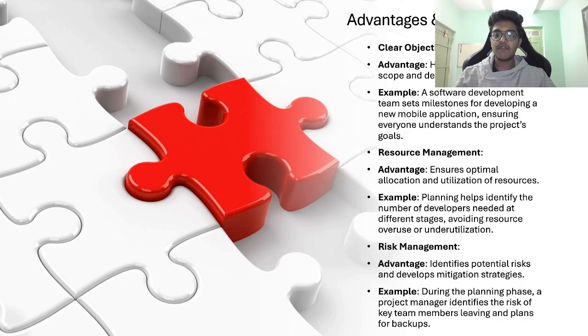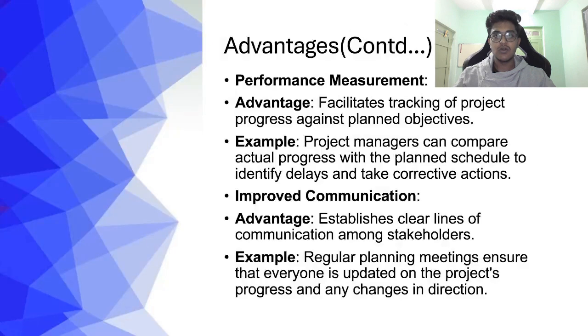Next is risk management. The advantage is identifying potential risks and developing mitigation strategies. Example: during the planning phase, a project manager identifies the risk of key team members leaving and plans for backups. Moving on to the continuation, performance measurement. Advantage: facilitating tracking of project progress against planned objectives. Example: project managers can compare actual progress with the planned schedule to identify delays and take corrective actions.